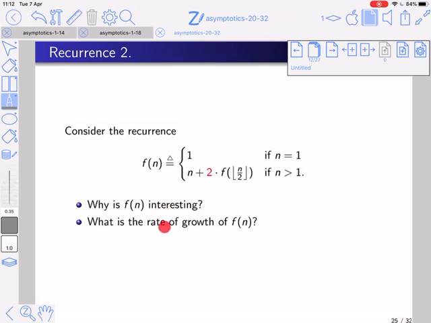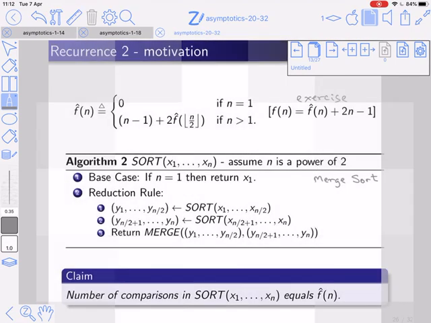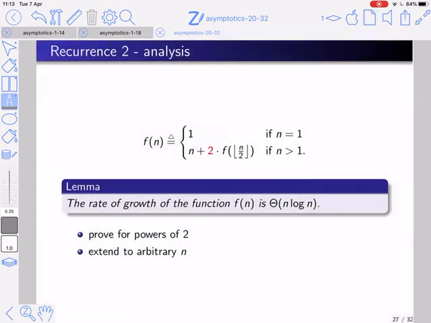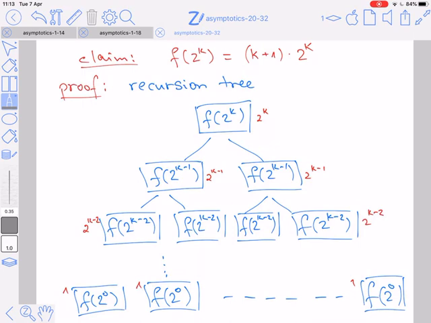Now let's try to analyze the rate of growth of f of n. We claim that the rate of growth of f of n is big theta of n log n. And again, the proof of the lemma will go in two steps. In the first step, we will deal with powers of 2, and then we will extend the proof to arbitrary values of n. So, for powers of 2, we claim that f of 2 to the power of k equals k plus 1 times 2 to the k.